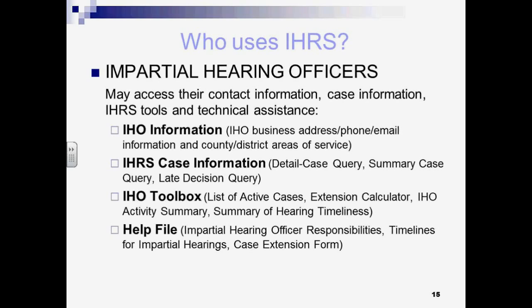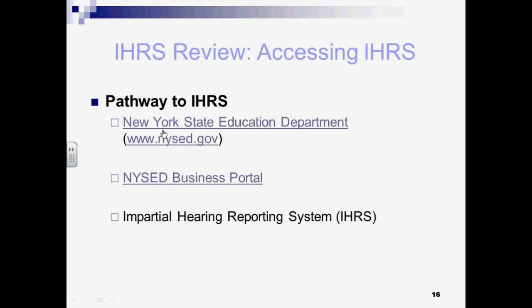The IHO toolbox will be very useful for IHOs. It provides a list of active cases, an extension calculator to help determine the length of an extension, the IHO activity summary, and the summary of hearing timeliness. IHRS also has a help file that will be very useful to IHOs. It has information about IHO responsibilities, timelines for impartial hearings, and a case extension form which an IHO can use at a hearing to capture extension information.